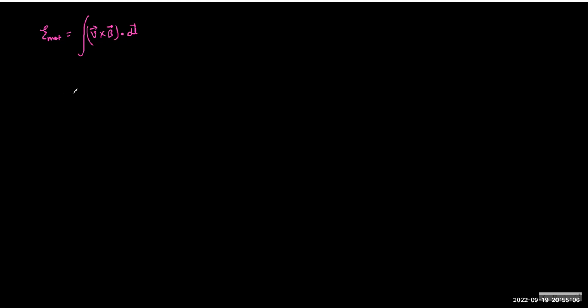So the first thing first, if B is uniform over the length of the rod and the rod is in pure translation.